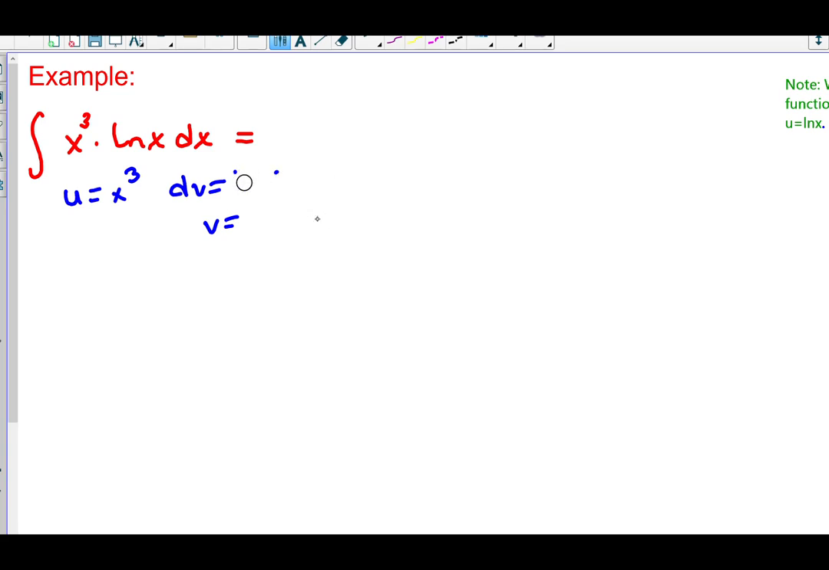Let's switch it around. So this is a little bit unusual. Usually when we have a power of x, we like that to be u, right? But when it's together with a natural log function, it actually helps to do the opposite. So let u be ln x and dv be x to the third.